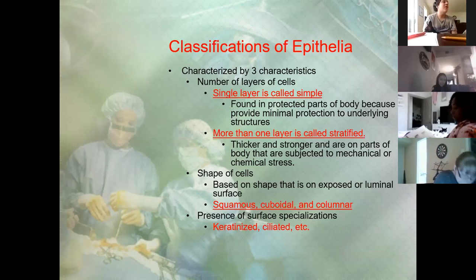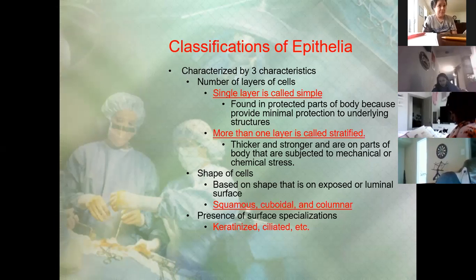So stratified is more than one cell. We have layers going to the stratosphere. We had some shapes that we talked about. We have squamous, which means squished, very thin cell, very squishy looking cell. We have cuboidal, which are cube shaped. And we have columnar, which is column shaped.